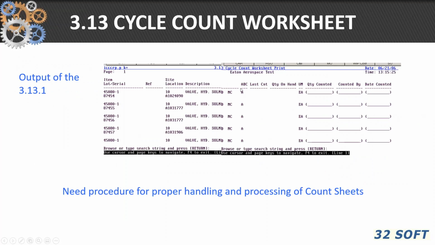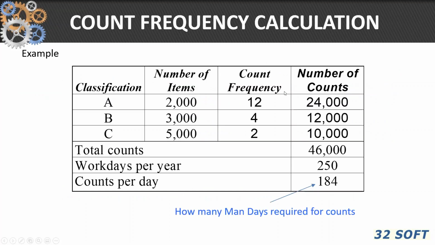Here's an example of that worksheet. This is basically a turnaround document, and you need a procedure for how to handle the distribution of that, who gets it, what time, how it's recorded, and how these are processed into QAD.